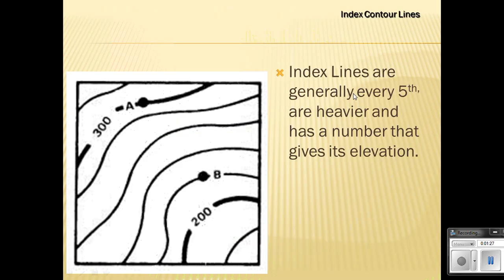So index lines are generally every fifth. They're typically heavier on a map so you can point them out a little bit quicker, and they give the elevation number somewhere in the interval. And that's important. So you need to be able to locate that interval right away when you're looking at a contour map and distinguish, are they 10 meters apart? Are they 20 meters apart? And then you can read the whole map.